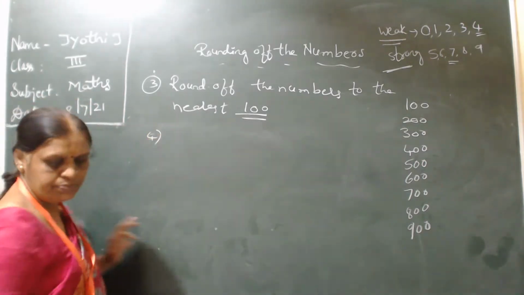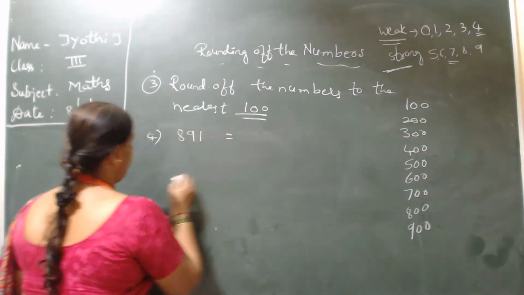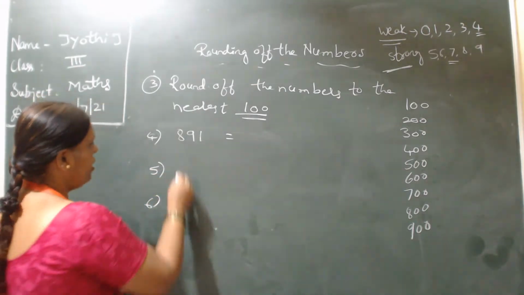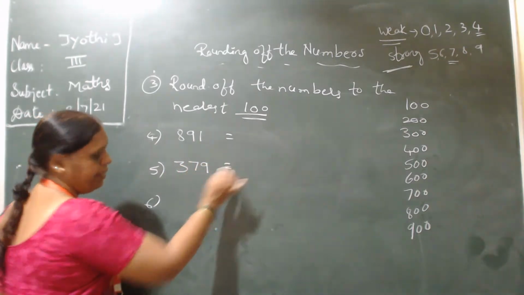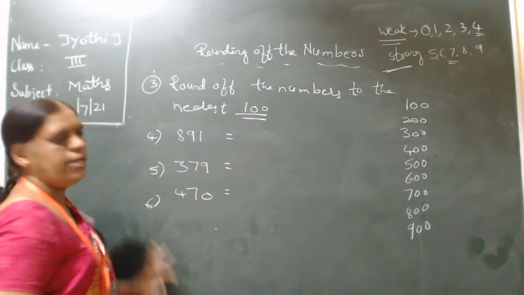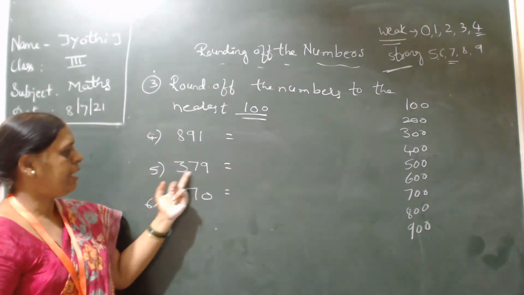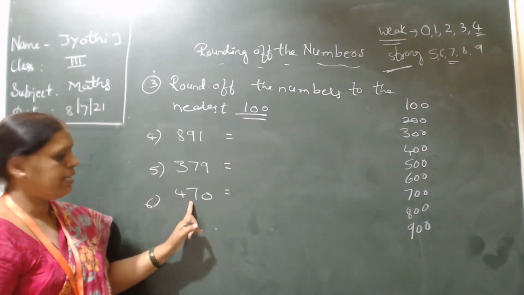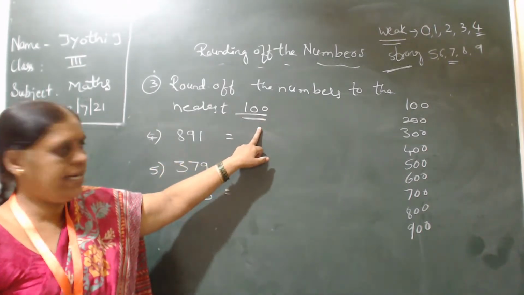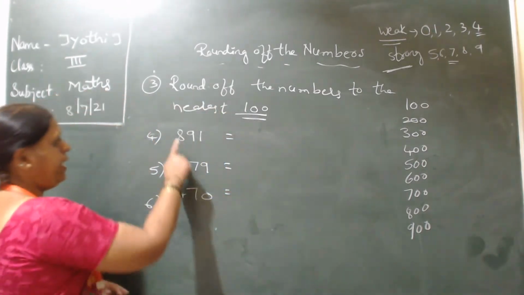Fourth one, 891, 379, 470. Now let us see these three numbers: 891, 379 and 470. What should you do? You should round to the nearest hundreds. So we can get these three numbers.